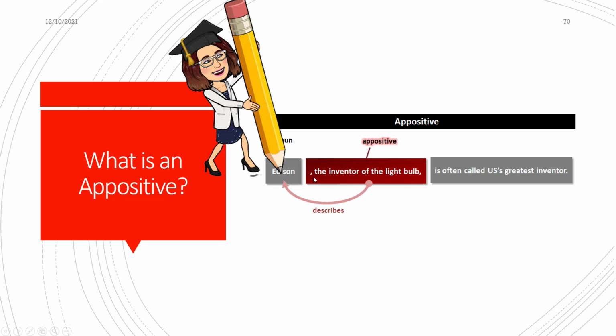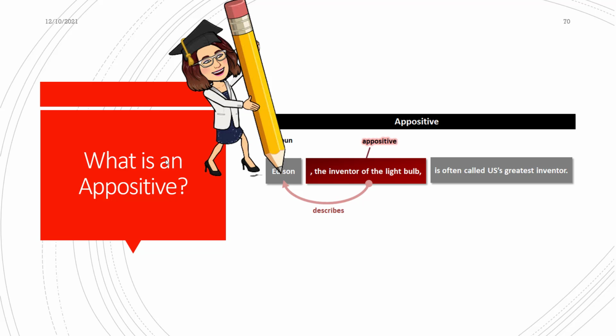Either way, you have to use two commas when an adjective clause or a reduced adjective clause is at the beginning of a sentence. Edison. So what is an appositive? An appositive is an adjective clause. It's a clause that modifies the noun. That's basically it.